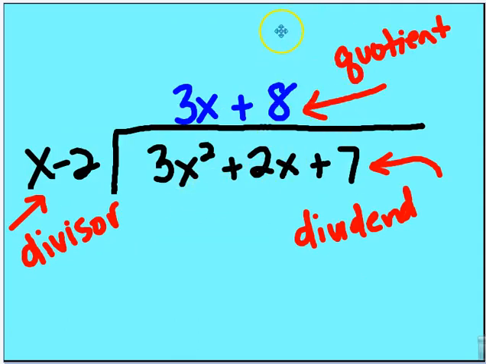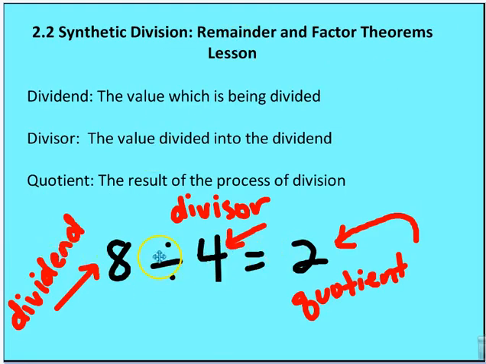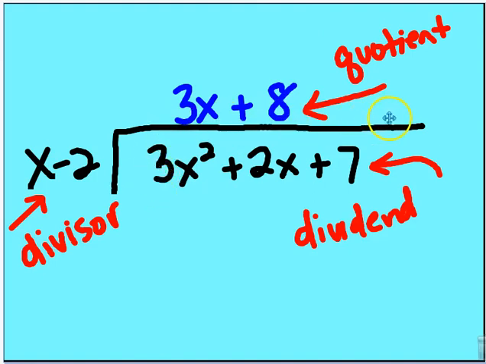We can look at it from left to right with the division symbol here, or we can look at it in long division form. The dividend here is the value underneath this upside down L bar. Divisor x minus 2, divide x minus 2 into the dividend, and the result is the quotient 3x plus 8.